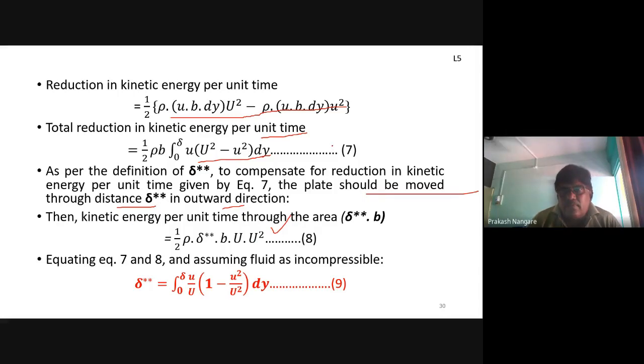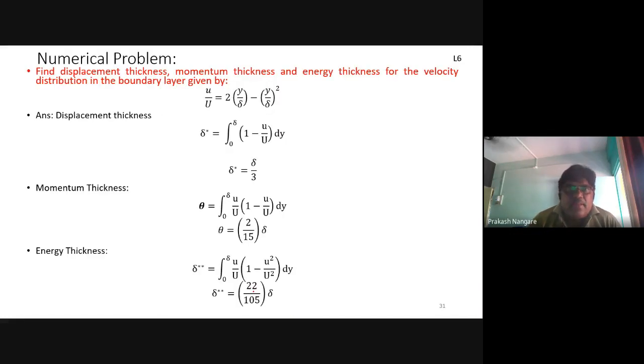Equating equations number 7 and 8, we get the equation for the kinetic energy thickness, that is delta double star equals the integration from 0 to delta of u by U into (1 minus u square by U square) dy. Now the numerical examples, where we have to club all these equations. So your problem shall be asked on displacement thickness, momentum thickness and energy thickness for a given velocity distribution in the boundary layer.